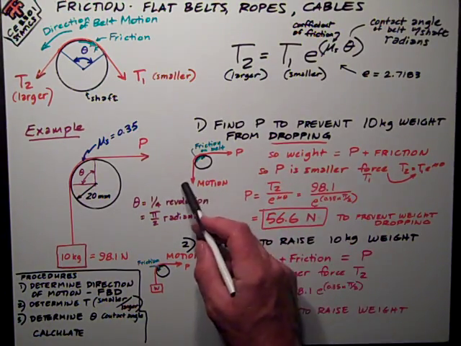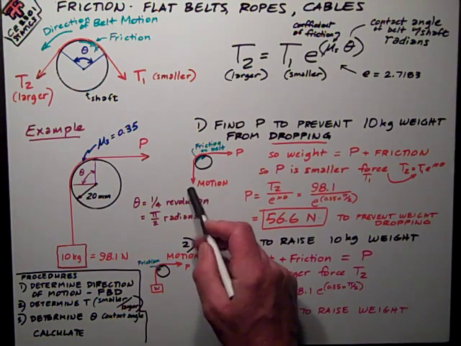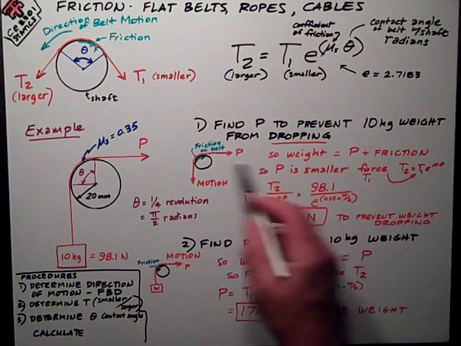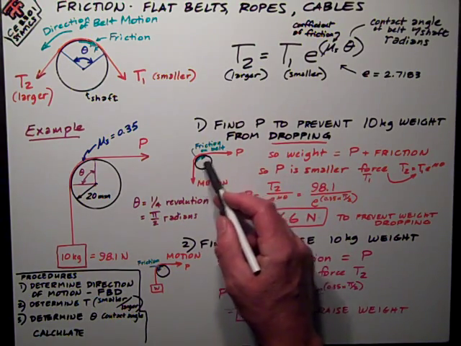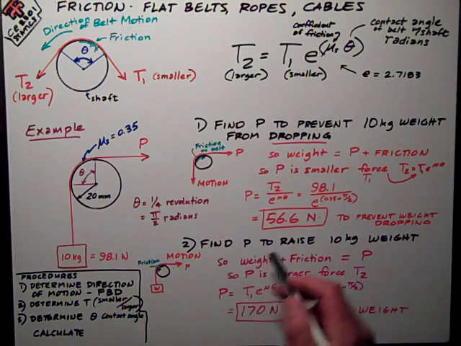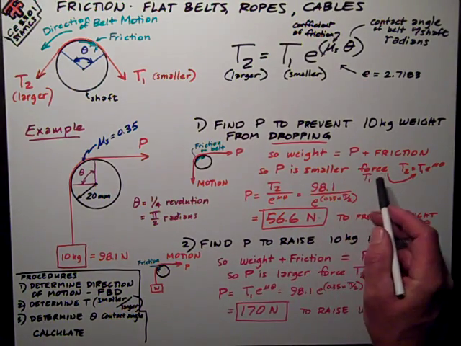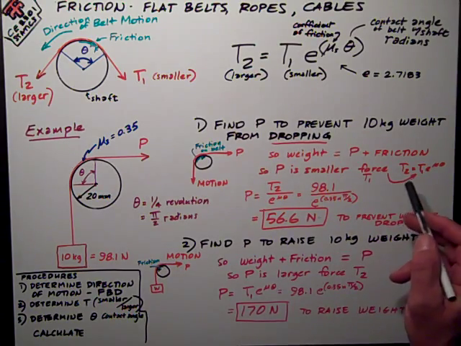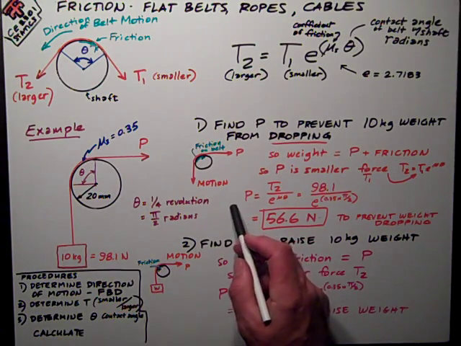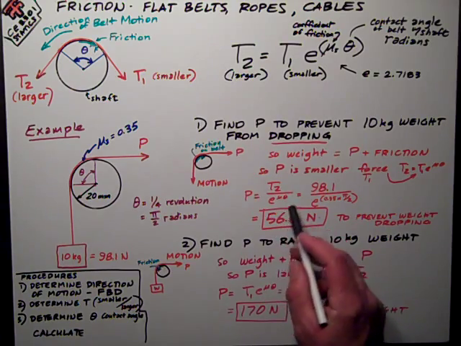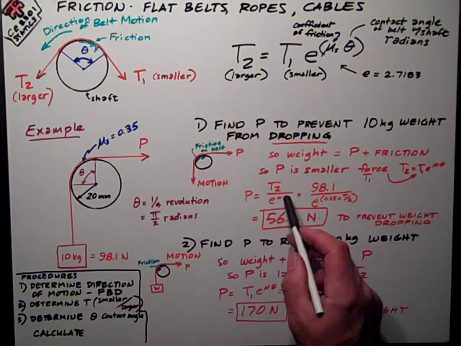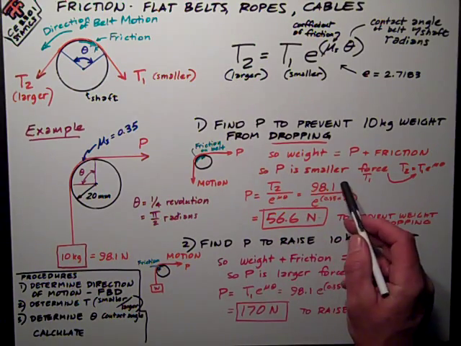The weight here, suspended from the cable going down, is equal to the P force pulling plus the friction force, because the friction force is in the direction of P. So P is the smaller force. It's the T1 force in this equation. And so I can solve for P is equal to T2 divided by this multiplier, e to the mu theta power. Plug in the numbers.